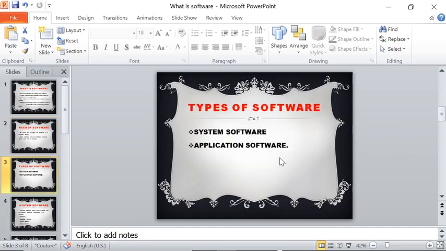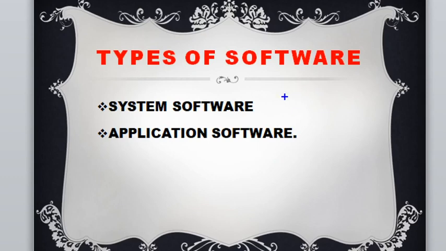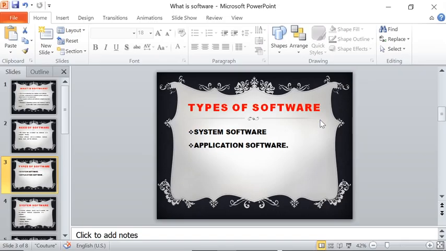And the next one is types of software. Listen here. Here we have system software and application software. The first one is system software and the second one is application software. Now let us see about what is system software.